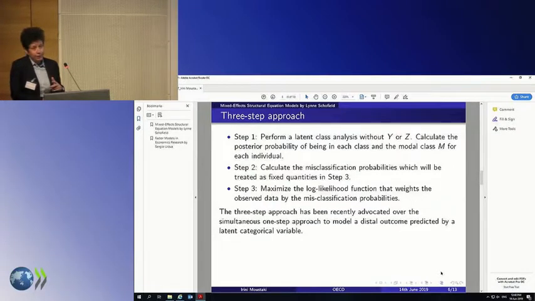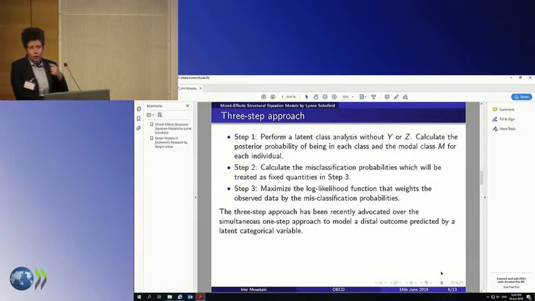So the three-step approach, it does something slightly different, but again separates the measurement model from the rest. So within the latent class, you get your measurement model, so your latent class model will be estimated only by your indicators, and then you get, of course, posterior means for the factor solution. You get posterior probabilities of being in a particular class for the latent class model. And then what they compute is misclassification probabilities.